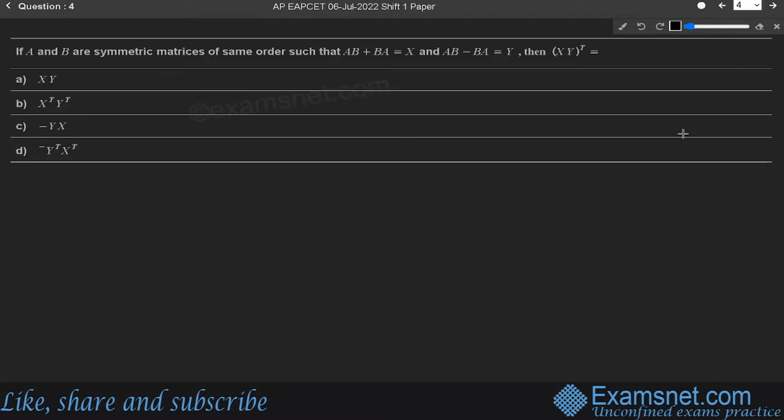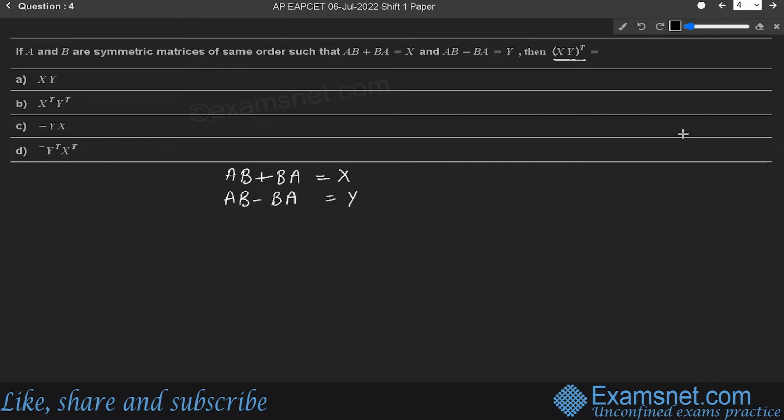Next question is also from matrices, and it is a very, very important question. This kind of question always appears in the exam. If A and B are symmetric matrices of the same order, it is given that AB plus BA is equal to X and AB minus BA is equal to Y. We have to calculate (XY) whole transpose.